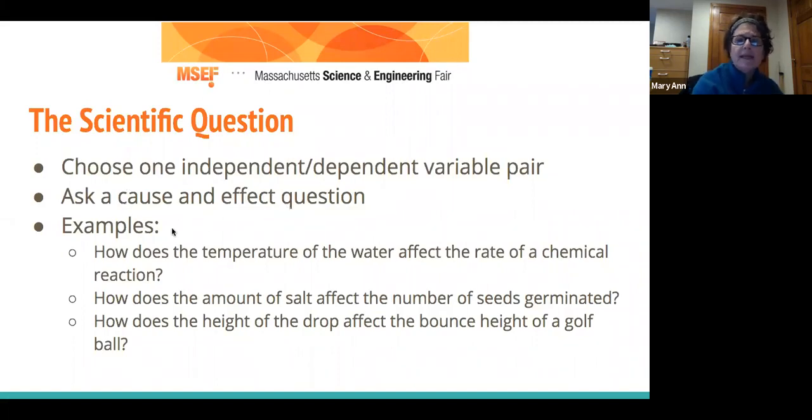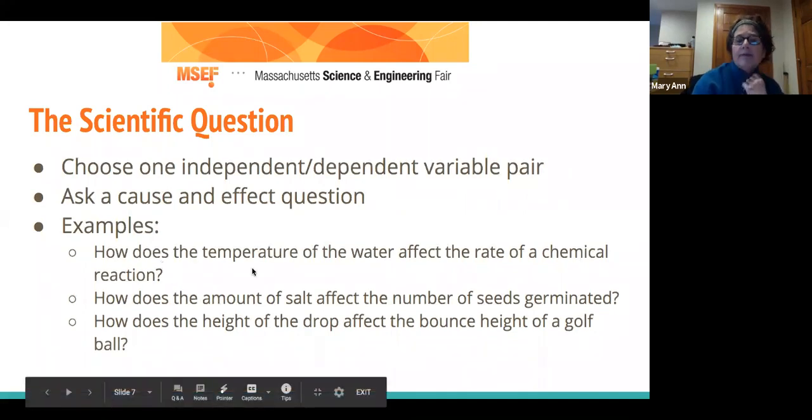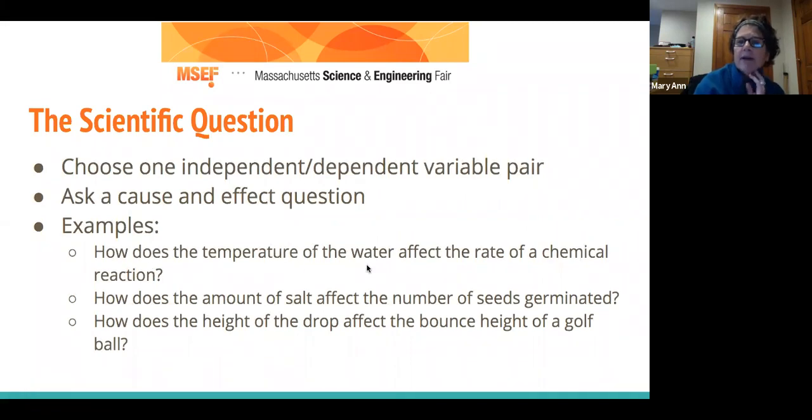So here are the 3 examples I'm going to use throughout this presentation. One's a chemistry project, one's a biology project, and one's a physical science project. So you can always have 3 examples to pull from. So say a kid is really interested in chemistry, right? But they're not narrowing it down. And you learned about choosing topics last week, but one of the variables that they can do, or combinations, is how does the temperature of the water affect the rate of a chemical reaction?